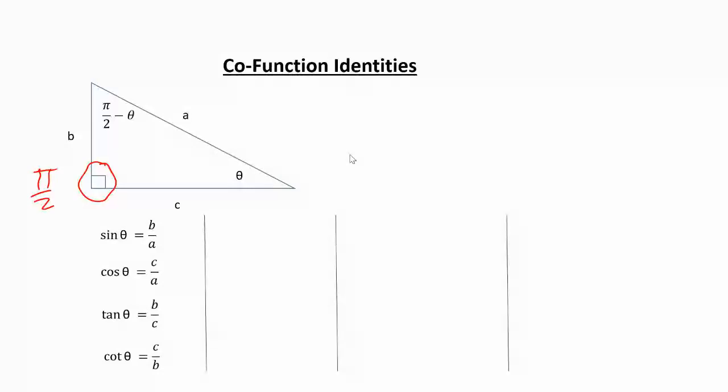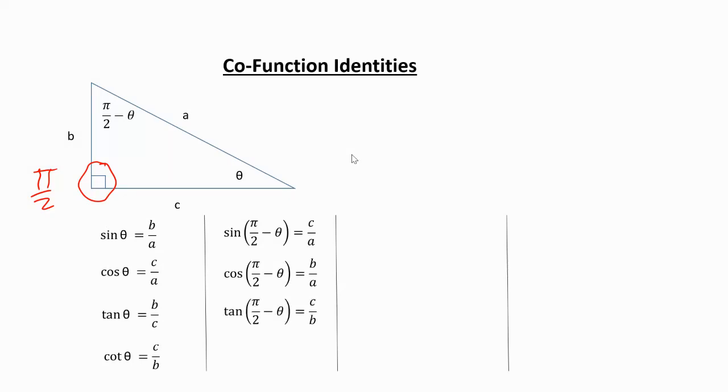Now, let's switch over to the other angle up in the top corner. So the top corner is the pi over 2 minus theta. Let's take the sine of that. The sine of that angle is equal to c over a. So that's opposite over hypotenuse. All right, that's SOHCAHTOA again. The cosine of that angle is b over a. So that's the adjacent side b over the hypotenuse a.